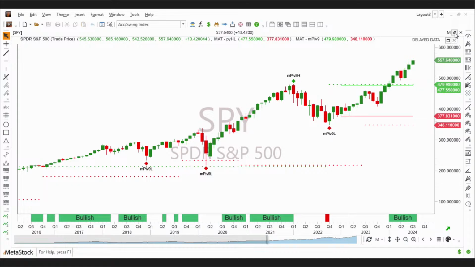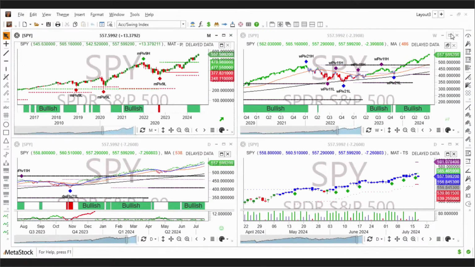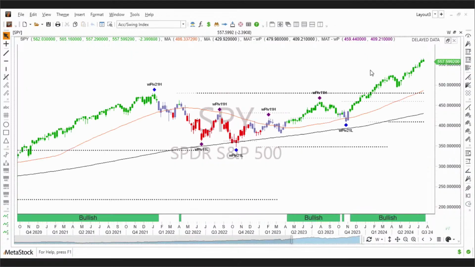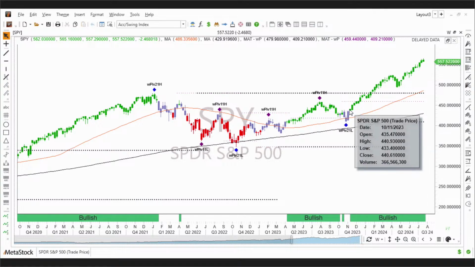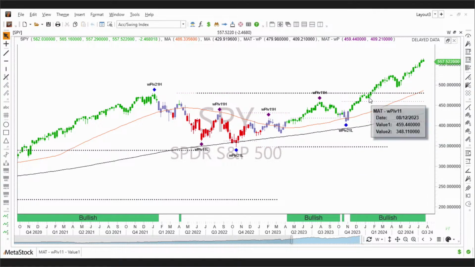Now, if we go to the weekly, if I open up the weekly time frame, we also have a bunch of indicators. First of all, you'll notice the bar colors. The bar colors are either green, gray, or red. If the bars are green, which they have been since November of last year, that means we are in a confirmed bull trend.